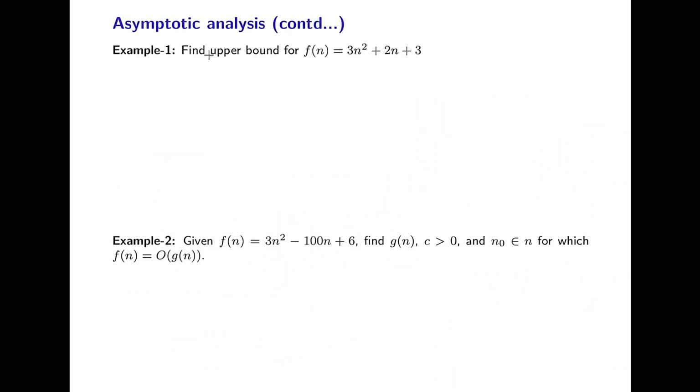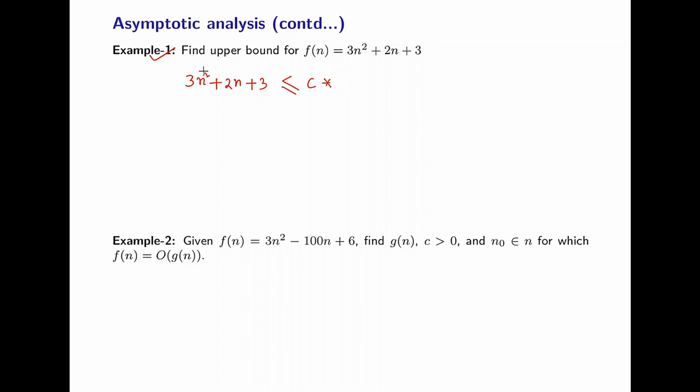So here they are saying that, in example 1, it is said to find the upper bound for Fn. Fn is given as 3n square plus 2n plus 3. So if I find the upper bound, it means I need to express it in terms of big O. So 3n square plus 2n plus 3, this Fn should be less or equal than some C into Gn. Now in this case we do not know Gn, right?